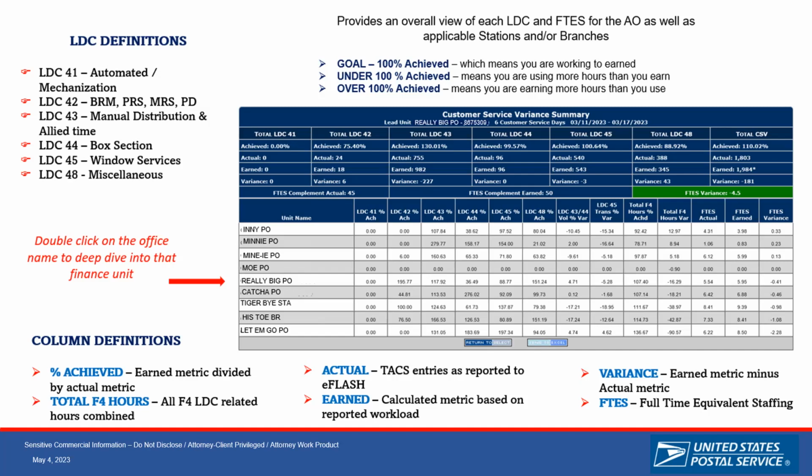If your goal is 100% achieved, that means you're doing everything on the mark. If you are under 100%, you are using more hours than you earn. And if you're over 100%, you're earning more hours than you use. That can actually mean a couple different things, and it's not always necessarily a good thing. You could be using other craft employees to do the work of a Function 4 employee and not transferring the hours.